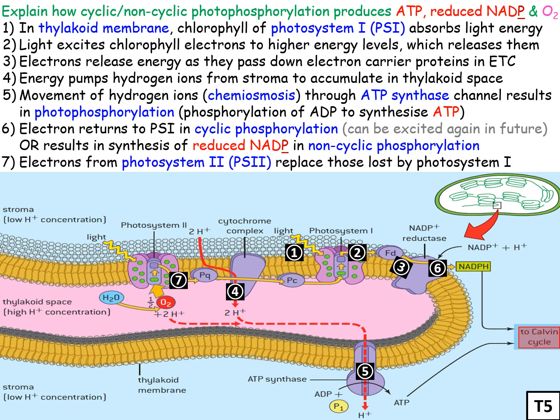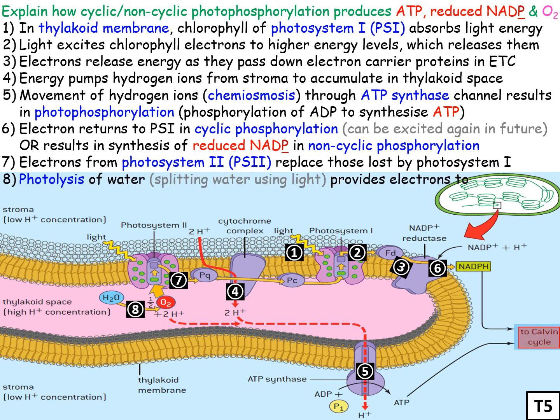The electrons from photosystem 2 can be replaced if they are provided to reduce NADP, and they can be replaced those lost by photosystem 1. And this occurs because there is photolysis of water. In other words, water is split using light, and when it's split, it provides electrons to replace those lost by photosystem 2. Photolysis of water also results in the production of oxygen, which is a byproduct of photosynthesis.